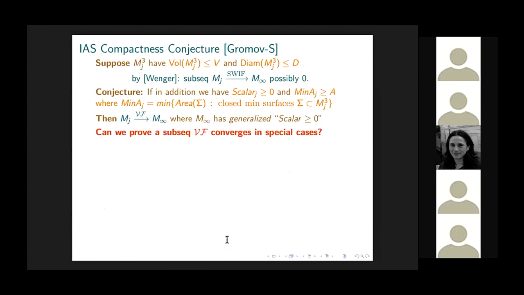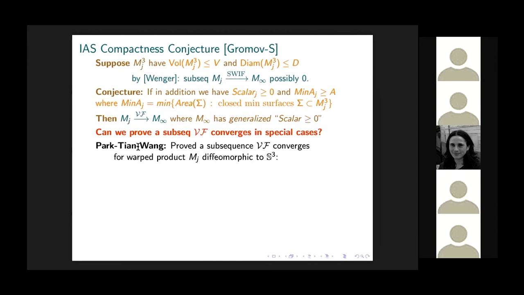And then you're asking, okay, part of this conjecture is that we should be able to find a subsequence which VF converges. So can you prove a subsequence VF converges in special cases directly without using Wenger's compactness to find a subsequence? Just prove that there is a subsequence directly itself, okay? And actually get what the limit is. And that's actually been done by Park, Tian, and Wang in a special case. These are three students that went to a summer course I gave at the Fields Institute a few years back, and they picked up on this question of testing this conjecture.